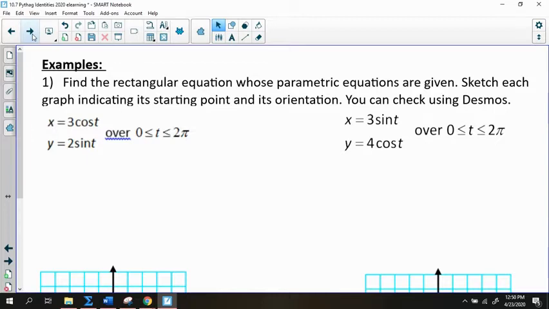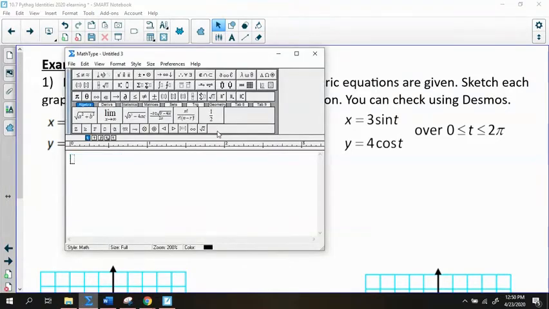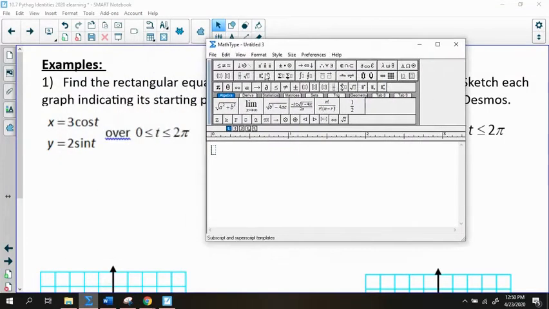It says find the rectangular equation whose parametric equations are given. Sketch each graph indicating its starting point and its orientation. I'm going to do this one algebraically first, and then this one I'm going to do with a graph first so you can see the difference. Remember what I told you, that you're supposed to solve for cosine and sine. So this is going to be x over 3 equals cosine of t.